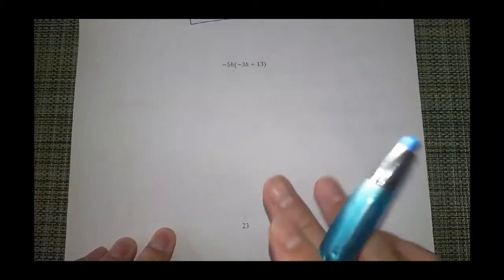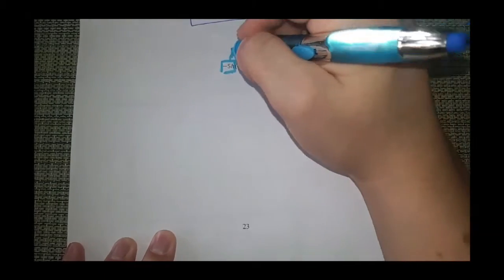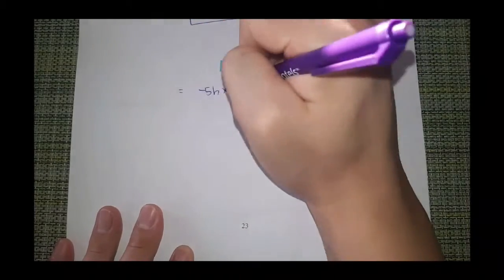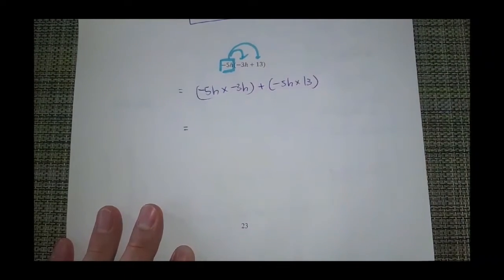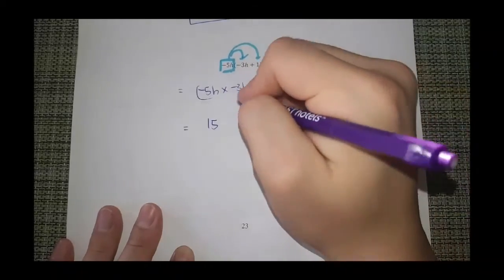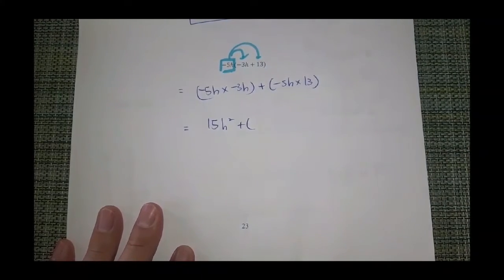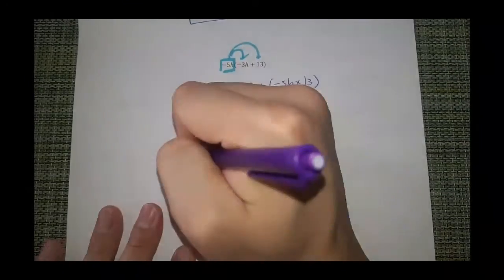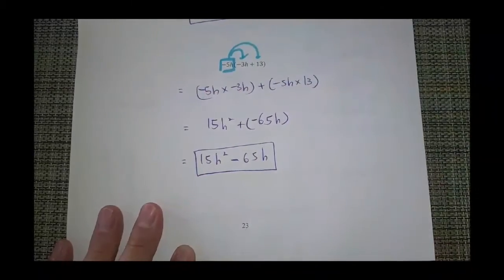Let's do the other part. The monomial, which is my negative 5h over here, has to multiply with negative 3h, and with positive 13. So negative 5h multiplied by negative 3h plus negative 5h multiplied by 13. Negative 5 times negative 3 gives you positive 15. You don't have to put positive; you can just put no sign in front. h and h give you h squared, plus negative 5 times 13. You can use mental math or your calculator at this point, it's your choice. It gives you negative 65 and h. Simplify the sign, which is 15h squared minus 65h. Just like that.